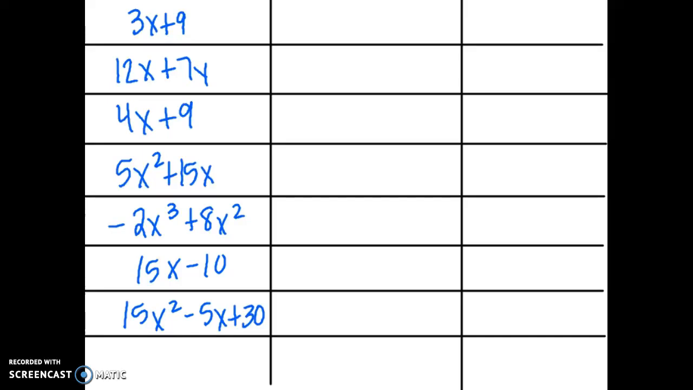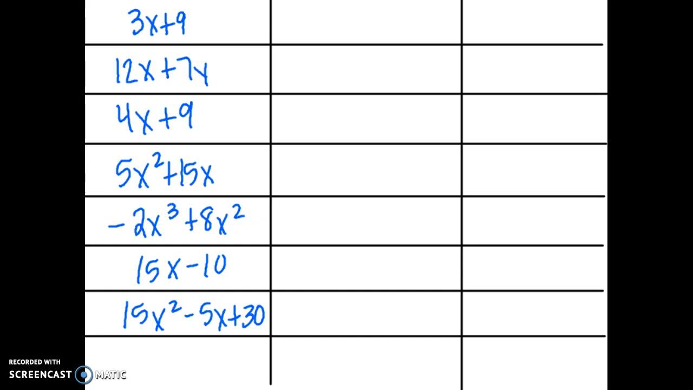Alright, factoring. When you factor, it simply means that you undistribute. So we just learned the distributive property where you multiply what's on the outside to everything that's on the inside of parentheses. Well, with factoring, you do the opposite of that. So you divide both of the terms by whatever it is that they have in common. So you're going to look for the greatest common factor.